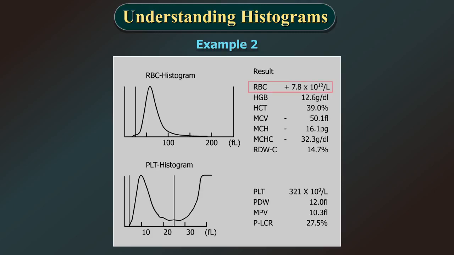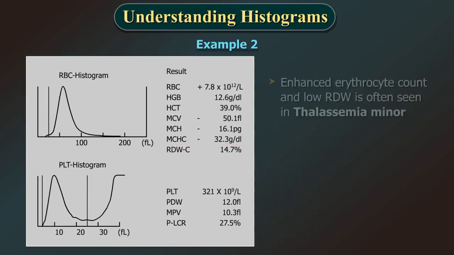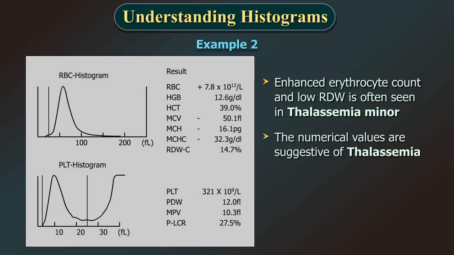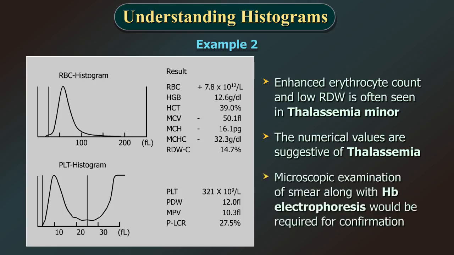In this example, the numerical values show a high RBC count of 7.8 into 10 to the power of 12 per L. MCV, MCH and MCHC show low values indicated by the minus sign, suggestive of a microcytic hypochromic picture. However, the RDW is abnormal here. Enhanced erythrocyte count and low RDW is often seen in thalassemia minor. The numerical values are suggestive of thalassemia. Microscopic examination of a smear along with hemoglobin electrophoresis would be required for confirmation of this diagnosis.